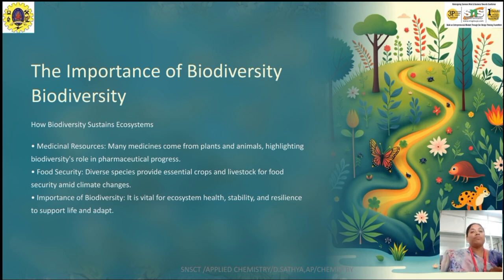So the importance of biodiversity: it is very important in medicinal resources, food security and medical applications. Many medicines we use come from plants and animals. This highlights the role of biodiversity in the pharmaceutical process and also in food security. Its species provide essential crops and livestock for food security and climate change.